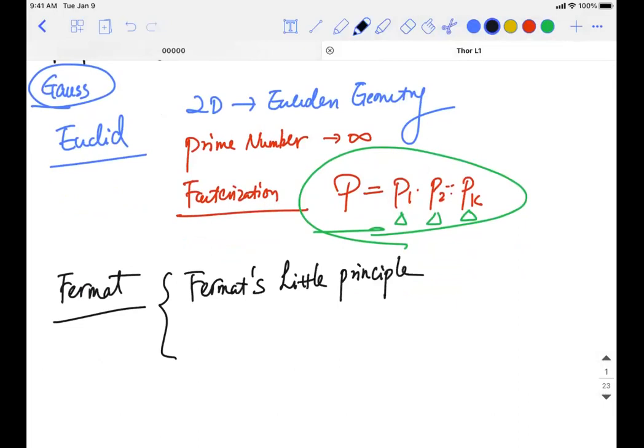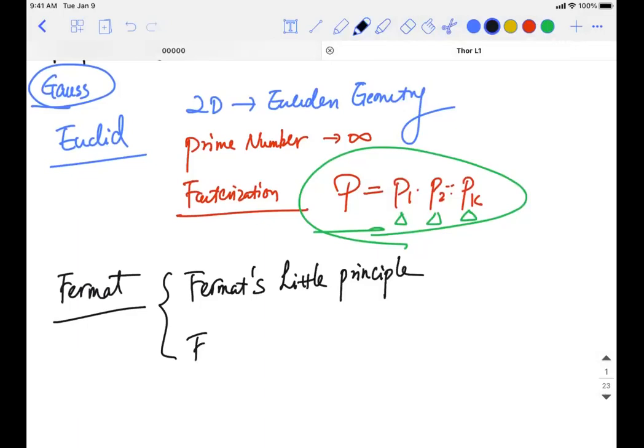We will talk about the Fermat little principle in our lecture, so for now we don't have to spend too much time. This is actually a very important principle which tells you the relationship between the exponents, the prime numbers, and the remainder, and so on and so forth. We'll talk about it. We're getting there.